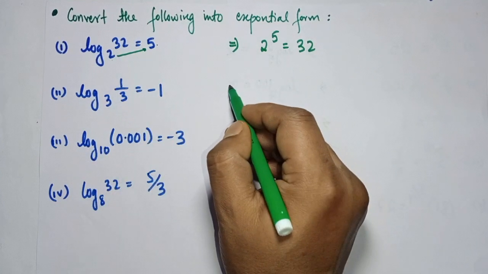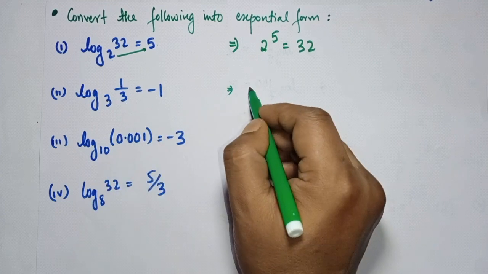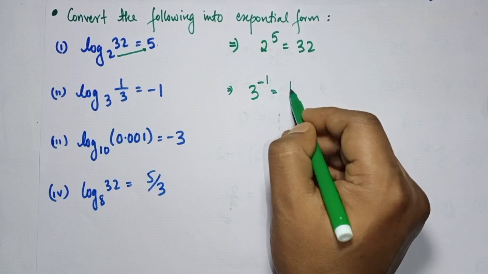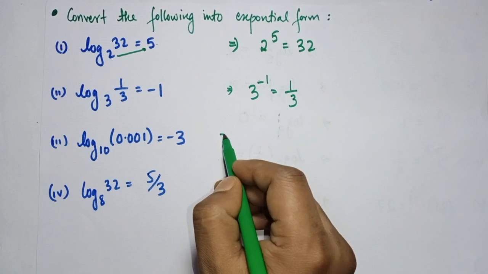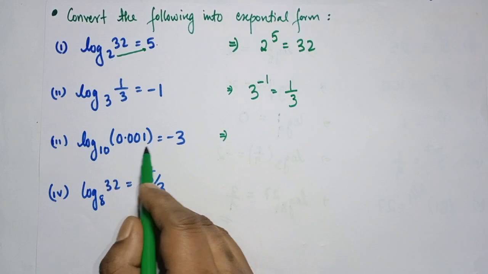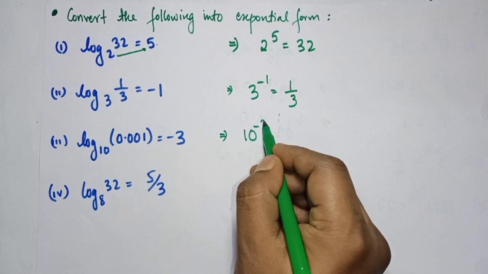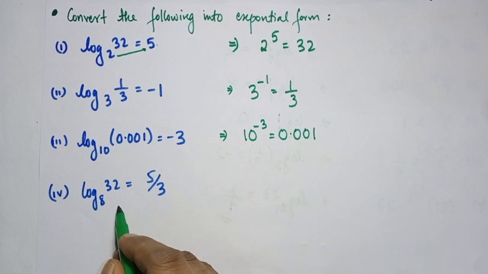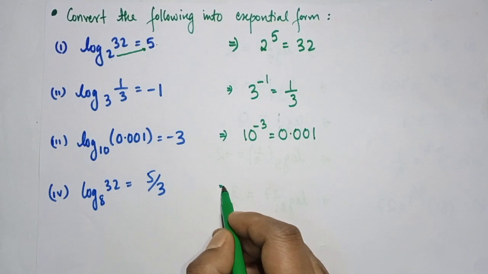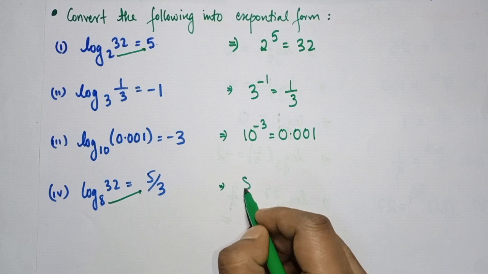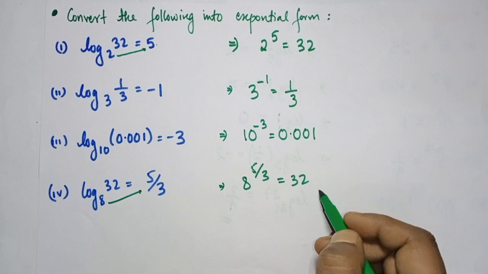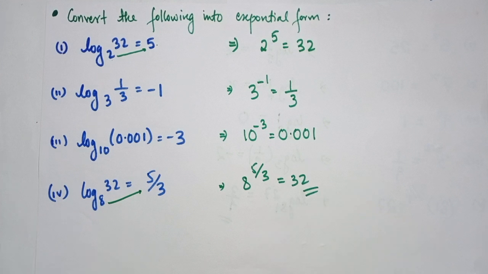Similarly, what will be my answer for this side? 3 to the power minus 1 equals to 1 by 3. So this is my exponential form. This also, how can I write? 10 to the power minus 3 equals to 0.001. Similarly, what will be the answer of this? What can I write? 8 to the power 5 by 3 equals to 32. So this is my exponential form.